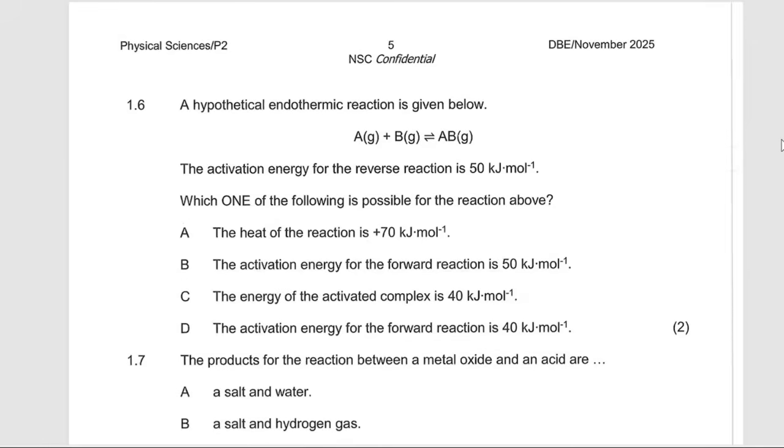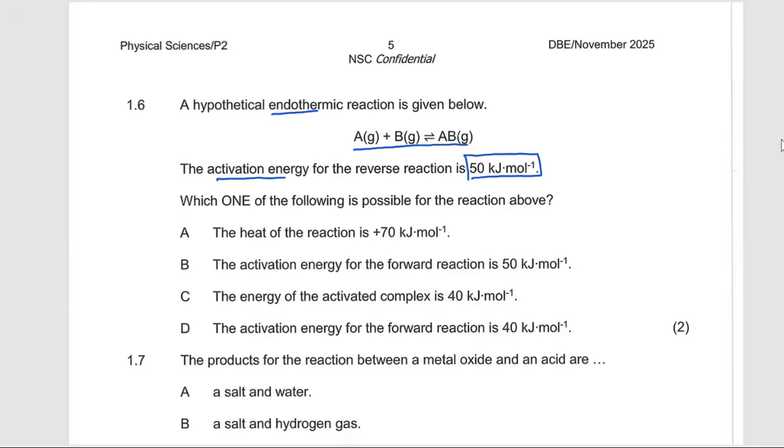A hypothetical endothermic reaction is given below. So this is an exothermic reaction that is given. So we're having A plus B to give us AB there. Then the activation energy for the reverse reaction is 50 kilojoules per mole, right? So we're given the activation energy for the reverse reaction there. They say which one of the following is possible for the reaction above, right?